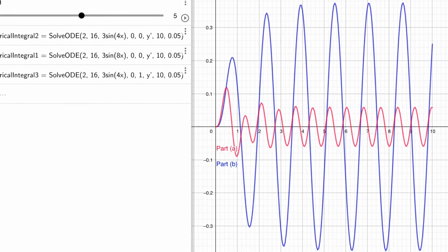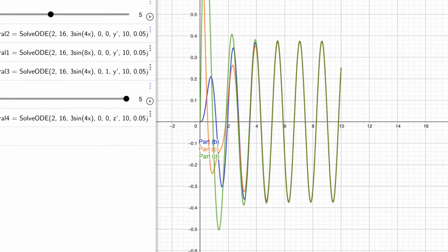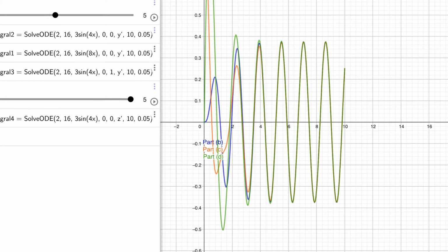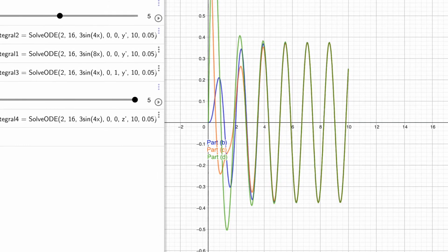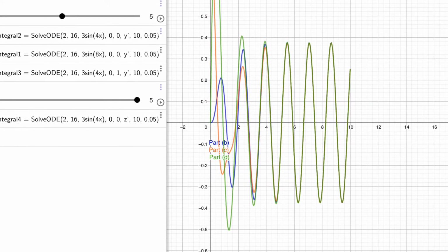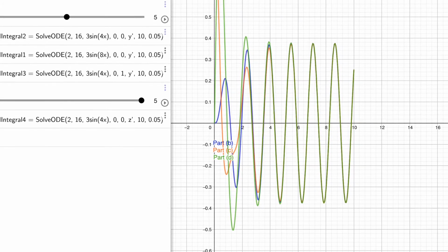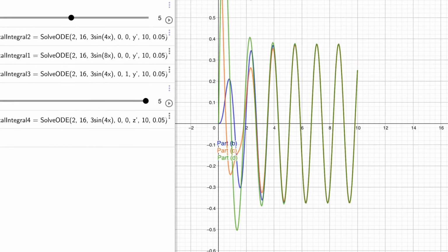And in the next image, we have parts B, C, and D together, and the omega value for those is all 4. So it's important to note that in parts B, C, and D, the solutions all eventually start to match up with each other. So as t approaches infinity, at first you can see that the graphs do not match up, but then it looks like they all overlap as t gets greater.